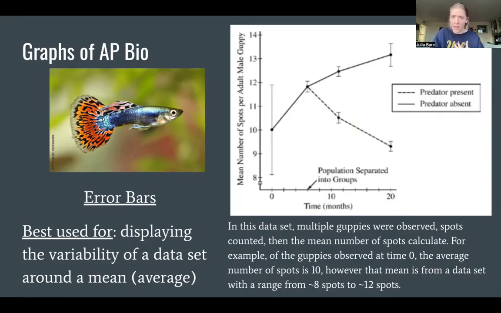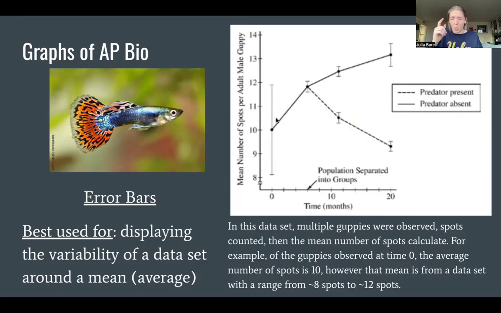So in this graph, what we have is the time between when the group was originally caught and put into the tank, when they were separated into groups, and when they introduced the predator. The dotted line represents the predator being present in the group. The solid line represents the predator being absent. So if you look at this data set, the average or the mean number of spots is going to have an error bar associated with it.